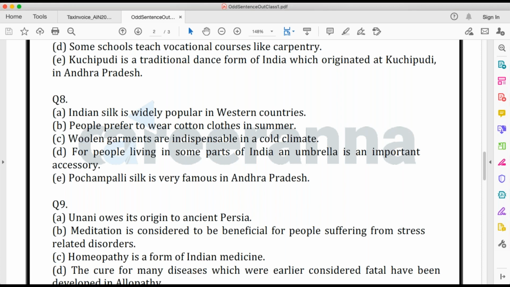Wow, all of you got it correct. Again, it's option number D. And the reason is A, B, C, and E, they are talking about natural fabrics, Indian silk, cotton, wool, silk, all are natural fabrics. Only sentence number D is talking about a thing, which is an umbrella. Thing versus natural fabrics. Can I say this? Perfect. Let's move to question number 9.